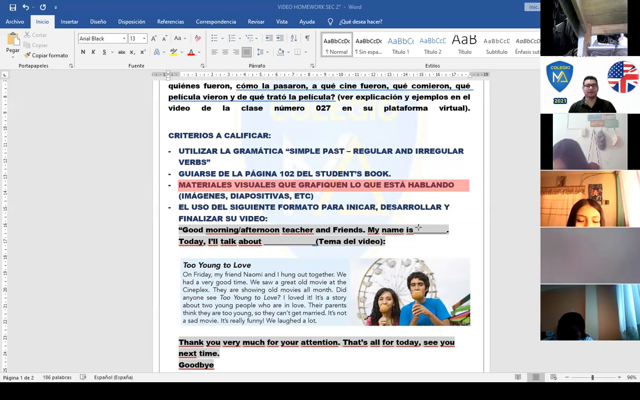O sea, materiales que grafiquen de lo que estás hablando. ¿Ya? Si dices, yo no sé, fui con mis padres, una foto con tus padres; no fui con mis amigos, una foto de tus amigos, etcétera, ¿no? Es un tema de usar un poquito la creatividad también. ¿Ya? Luego, ¿qué más se va a calificar?